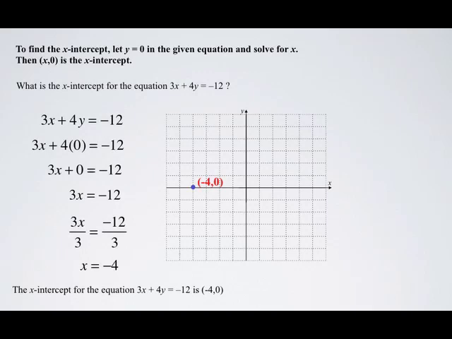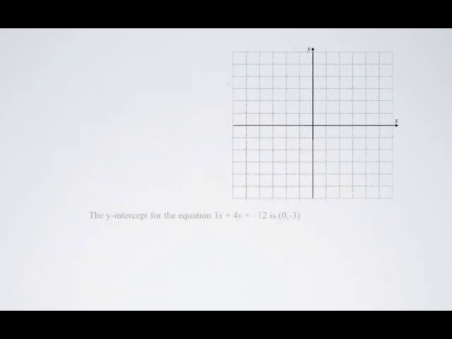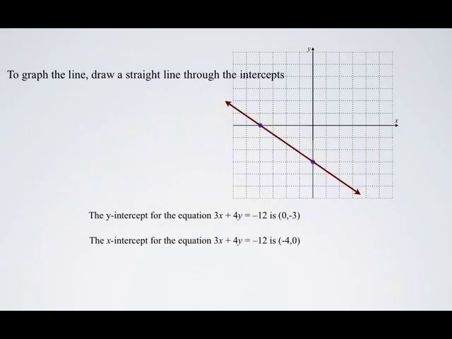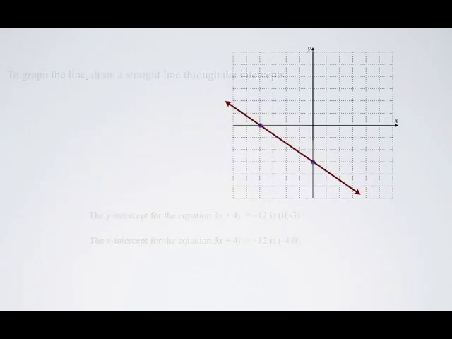Once we've found both our x and y-intercepts, we should be able to graph. We know the y-intercept for the equation is (0, negative 3). We know the x-intercept for the equation is (negative 4, 0). We have now 2 points on a line. To graph the line, we draw a straight line through the intercepts. And we should always label our line. We're finished. We've got 3x plus 4y is equal to negative 12 graphed on our plane.